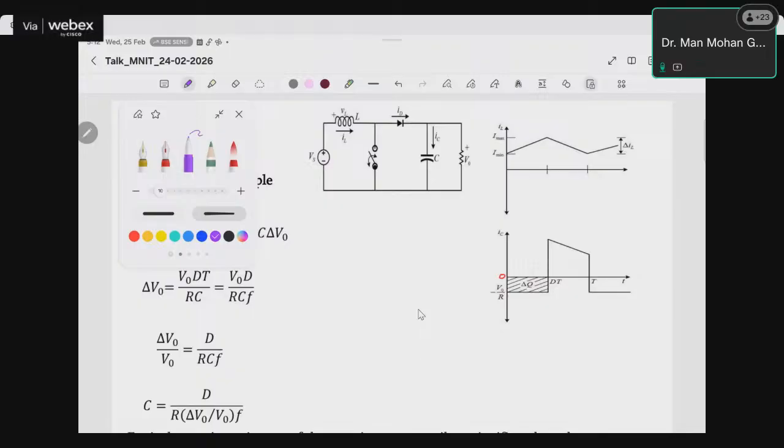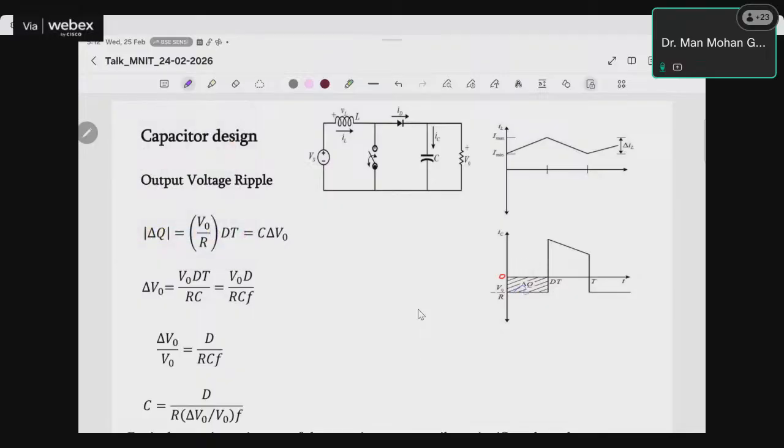So let's draw the waveform of the output voltage. The capacitor is being discharged using constant current. It means the capacitor is discharging linearly. During DT to T, the capacitor is charging, but this current is itself linear, so its integration will be non-linear, and the output voltage will be non-linear. So it will be in this pattern: charging, discharging, then charging, right?